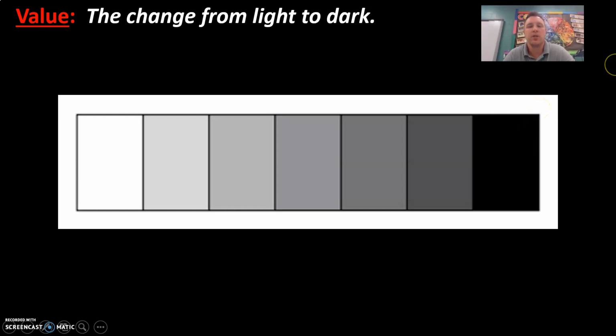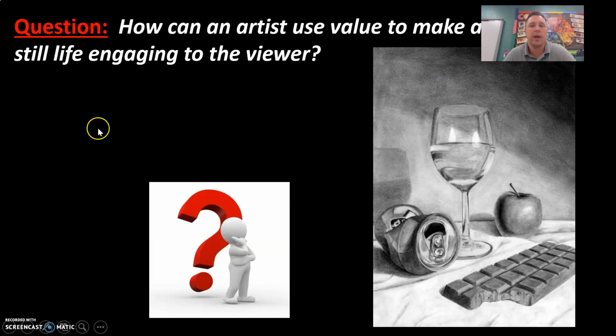You want to make sure you use that whole range. If you only limit yourself to one gradation, like number 3 here, and the whole thing was shaded in this color, you don't have the variation of the light and the shadow. You really want to look at the object and see where the light is hitting it and what shadows are being cast. So value is the change from light to dark.